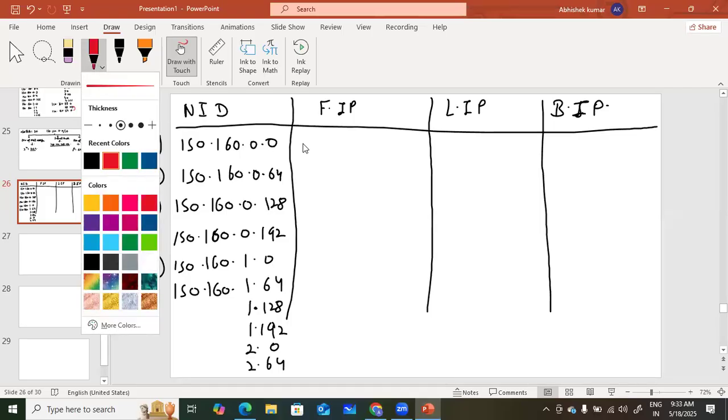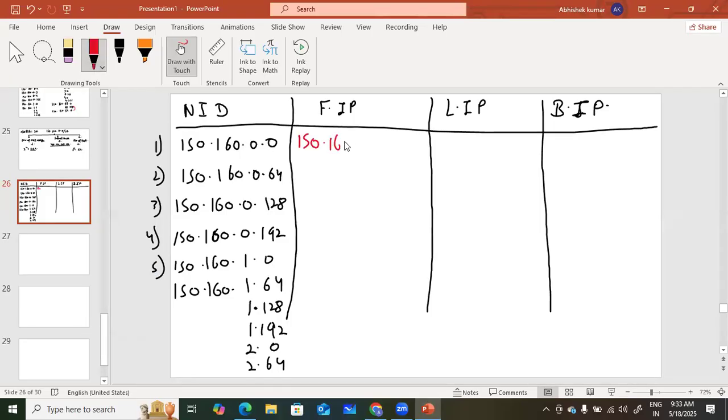Then what about the first IP? The first IP would be 150.160.0.1, then 150.160.0.65, 0.129, 0.193, 1.1. Like this, you guys can carry on from here.